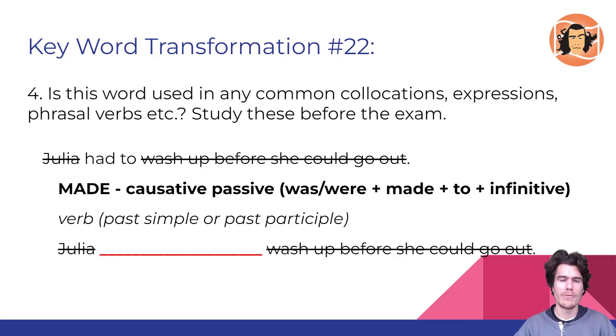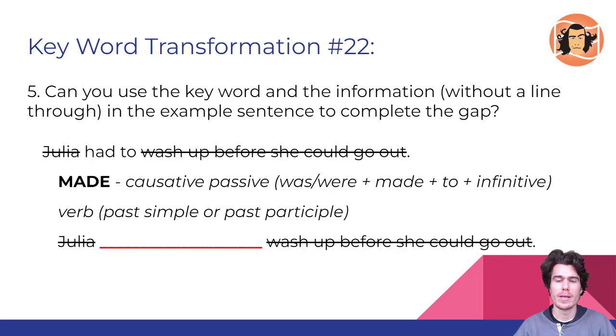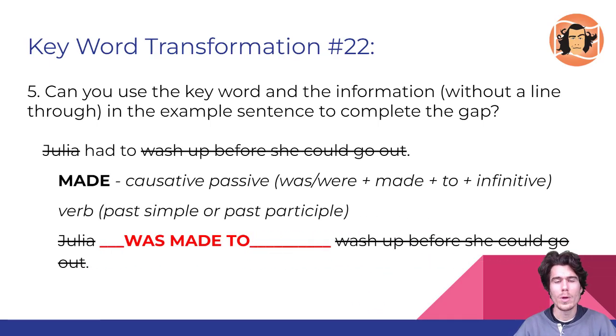So let's have a look at step number 5. In step number 5, I'd like you to try to complete the sentence using the word made, the words without a line through in the example sentence, and the information that we've thought of about the word made. So take a minute, try to complete the sentence, and when you're ready, continue watching the video, and I'll show you which words I've written in the sentence. Okay, so hopefully you've done that. The words that I've written in are was made to. So I'm using this idea of causative passive to complete using was, made, to, and then we have the infinitive wash after it.